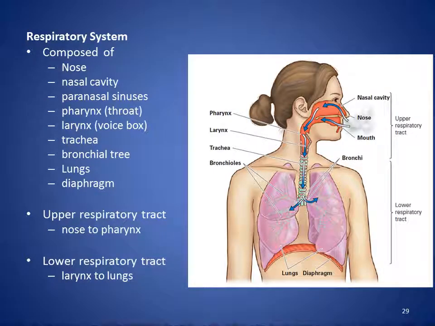The respiratory system is composed of the nose and nasal cavities, as well as the paranasal sinuses, the pharynx or throat, larynx or voice box, and the trachea, the bronchial tree and bronchioles, and the lungs and diaphragm. The upper respiratory system consists of all the structures from nose into pharynx, okay? And the lower respiratory system from the larynx through the lungs.